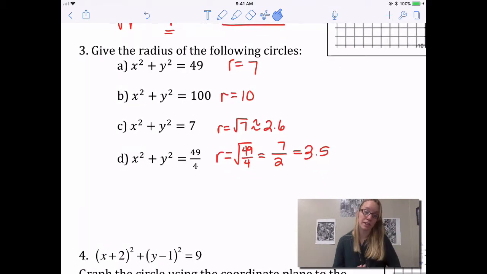So that's how you find the radius. It doesn't matter what's going on the left side of the equation. These numbers are the ones that tell you about your radius, which is going to be helpful for graphing your circle.